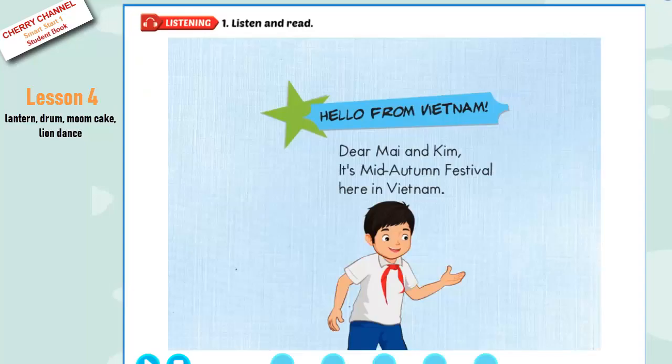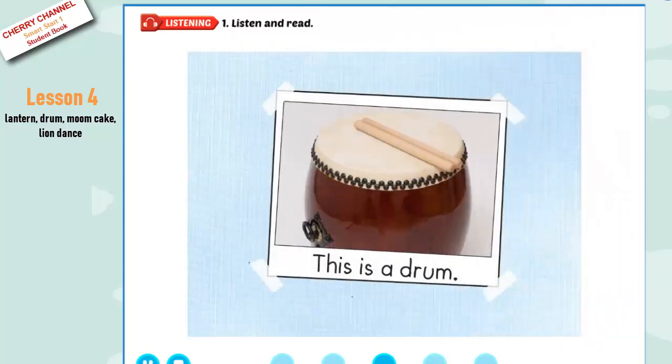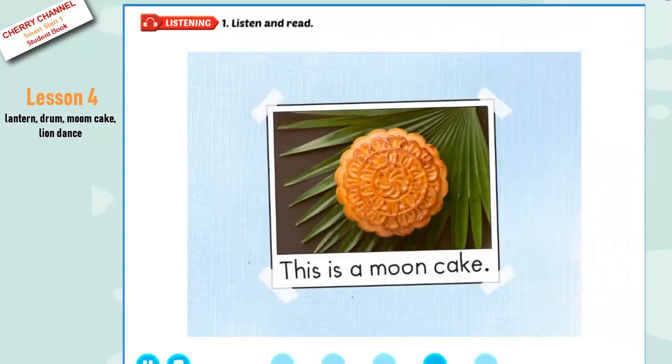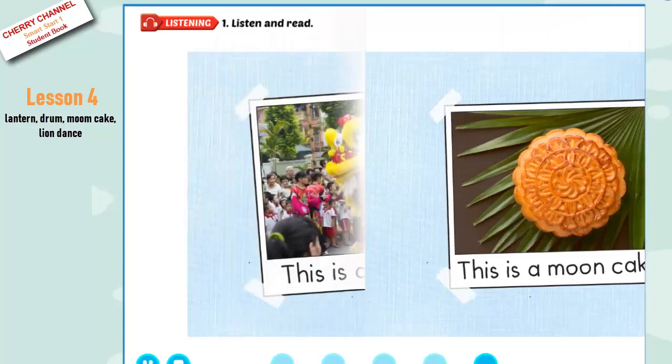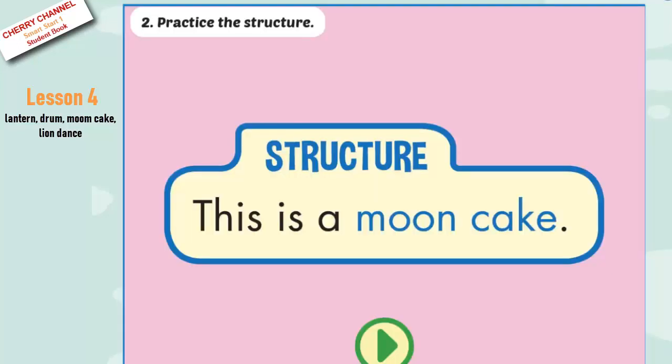Listening. 1. Listen and read. Dear Mai and Kim, it's Mid-Autumn Festival here in Vietnam. 1. This is a lantern. 2. This is a drum. 3. This is a mooncake. 4. This is a lion dance. 2. Practice the structure. This is a mooncake.